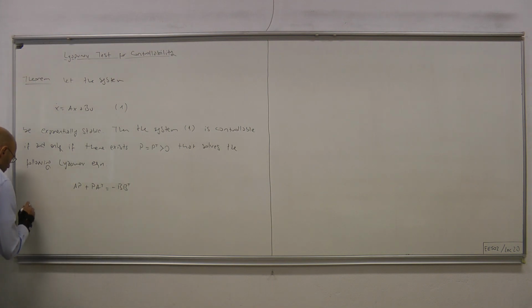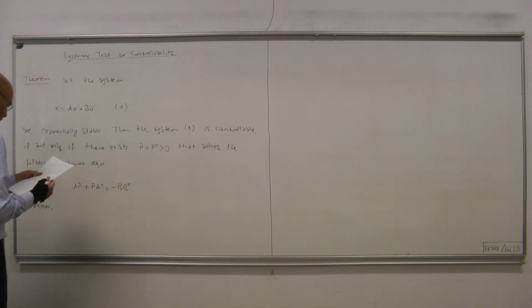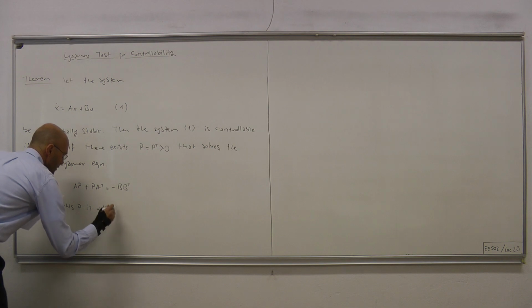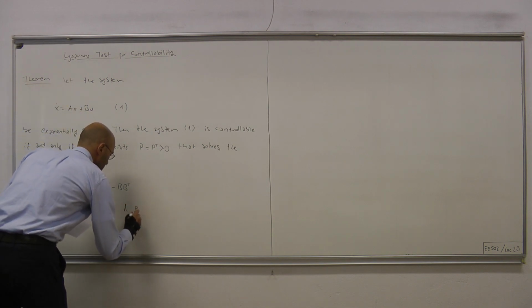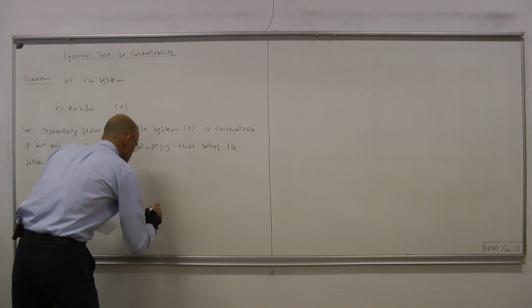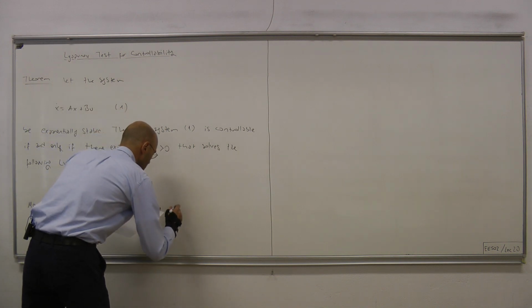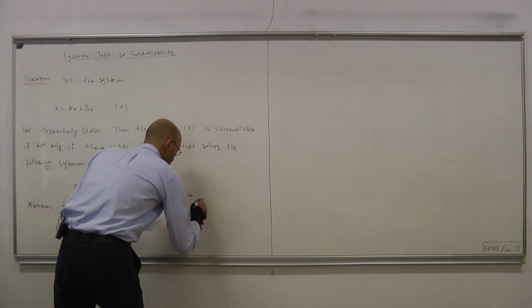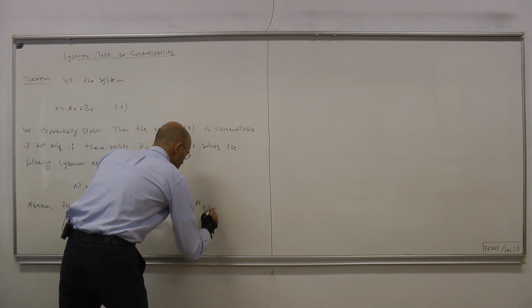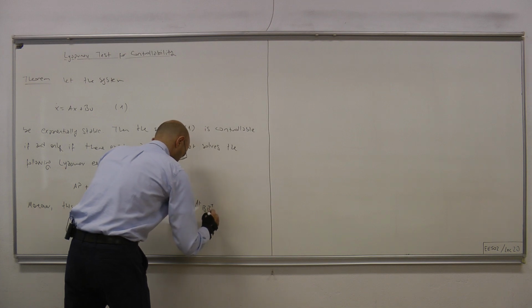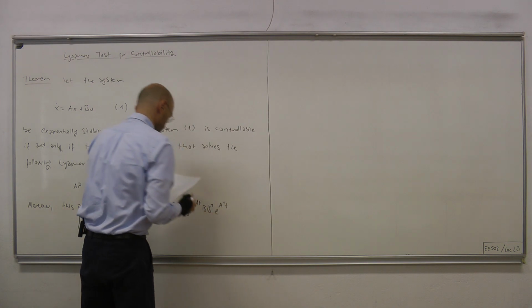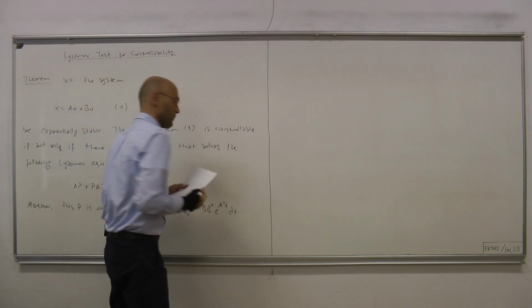Furthermore, the theorem tells us how to construct such P. This P is unique and can be constructed through the following integral: P equals the integral from 0 to infinity of e to the A t, B B transpose, e to the A transpose t dt.